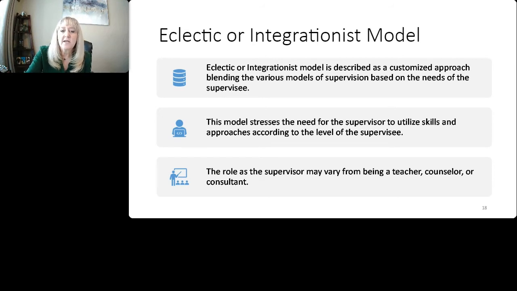This model stresses the need for the supervisee to utilize skills and approaches according to the level of the supervisee. If you've ever had a fairly large program, everyone doesn't come in at the same level. And so you really have to make sure that you're giving attention to those that maybe are a little bit more seasoned, but maybe a little different attention. The role of the supervisor may begin as a teacher, a counselor, or a consultant.